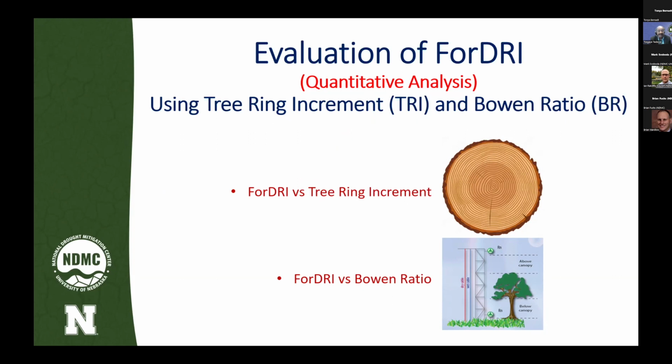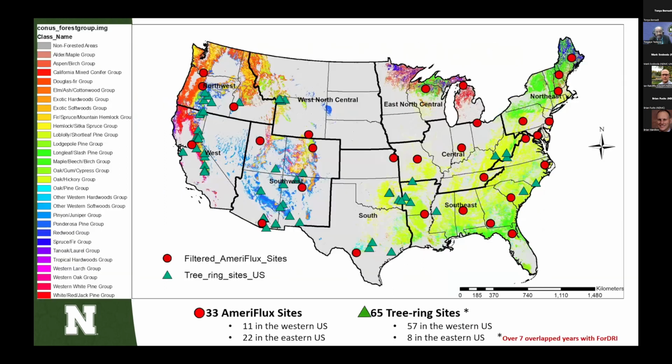The second independent data set for the quantitative approach that we use is the Bowen ratio using AmeriFlux sites observations. This is the ratio of energy flux from one state to another by sensible heat. For example, a negative value of Bowen ratio indicates that the latent heat flux, which is proportional to evapotranspiration, is greater than the sensible heat flux. These observed data sets are also considered to evaluate the ForDRI values.